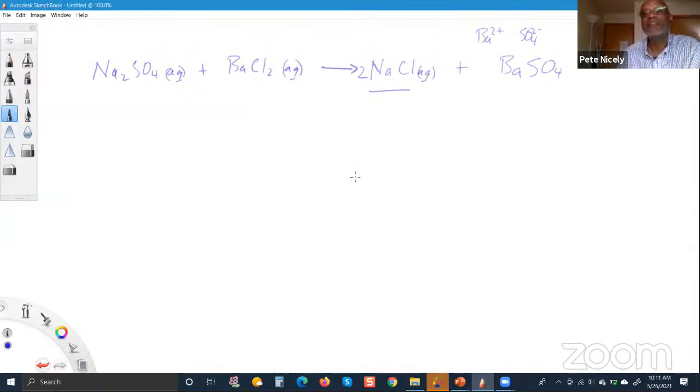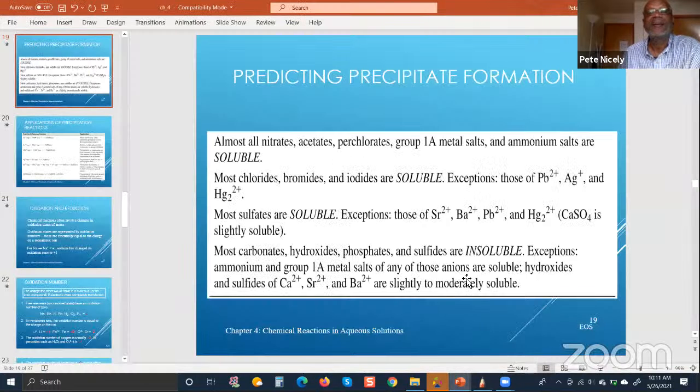What about the barium sulfate? Well, let's go to the chart again. What does it say about sulfates?